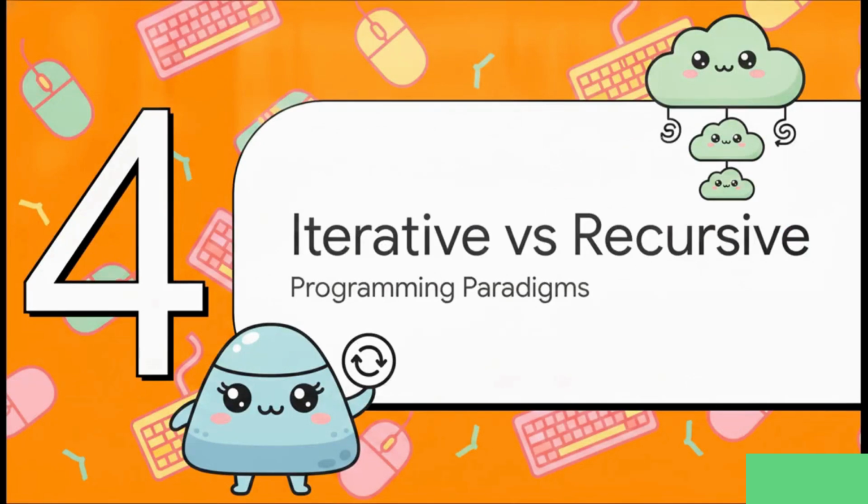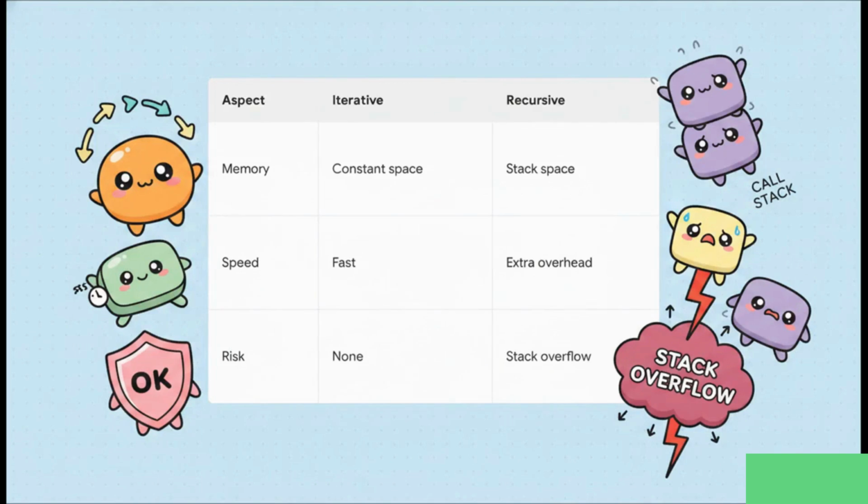All right, on to Section 4, iterative versus recursive reversal. Let's talk programming paradigms. Now that we've got the core logic down, let's explore how we actually write it out in code. When we look at these 2 main paradigms, iteration operates with constant extra space. It's incredibly fast and it carries absolutely 0 risk of a stack overflow.